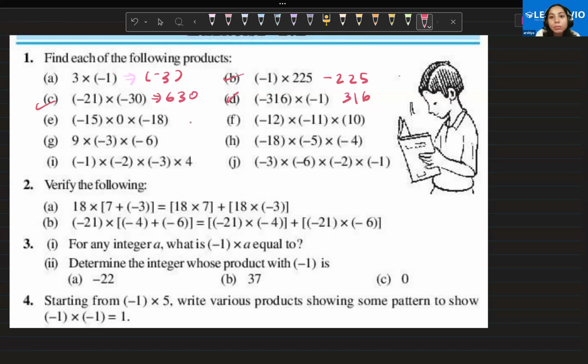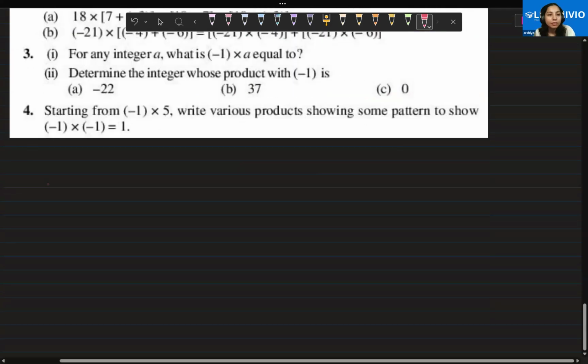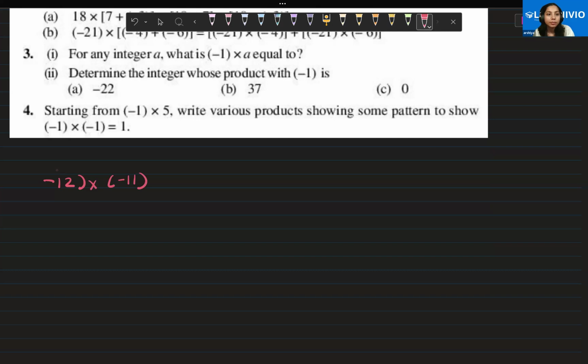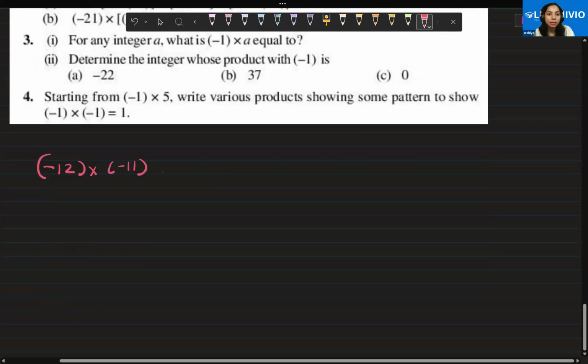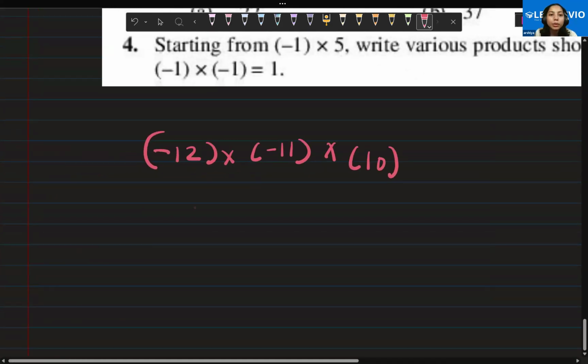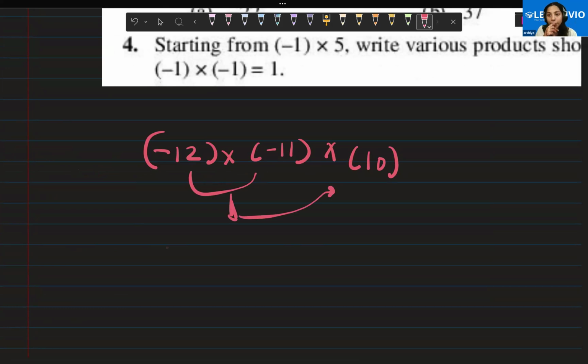Okay. Now let's come to the questions where we have four numbers. We have -12 multiplied with -11, times negative and times 10. What we're going to do is first multiply these two, and whatever answer you get, multiply with the third. That's how you do it. So first of all, 12 into 11. Both of them are negative, so first you just multiply them normally. So 132.